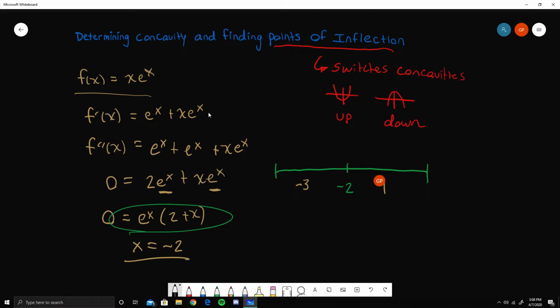When I plug in negative 3 here, I get that negative 3 plus 2 is equal to negative 1. And that negative 1 is going to be multiplied times e to the negative 3. So this is going to give me a negative number, which means that the points before negative 2 are negative. Now when I plug in a 1 to this equation, it's going to give me a positive number, because 3 times a positive e gives me a positive number. So the points after negative 2 are positive.